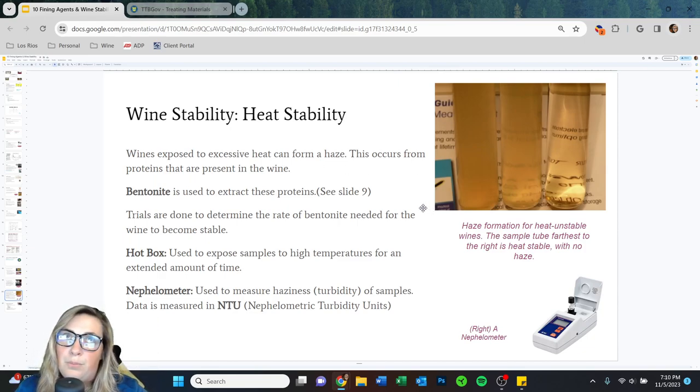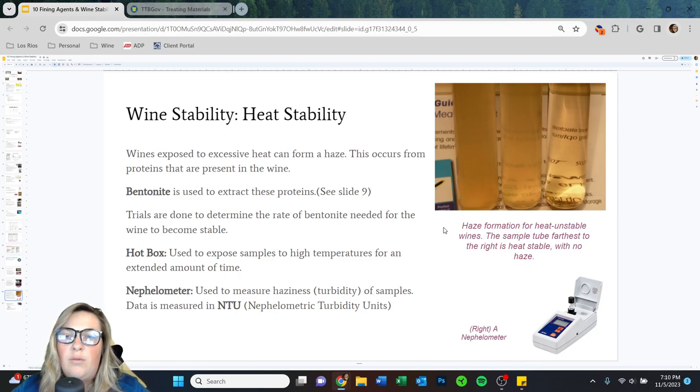Again, this is a problem we're concerned about with white wines, mostly, because it's when the haze is most obvious. So to prevent this from happening, we treat our wines, after fermentation, with bentonite. Trials are done to determine the concentration or the rate of bentonite needed for the wine to become stable. We'll add very small amounts, say 2 grams per liter, 5 grams per liter, 10 and up the line.